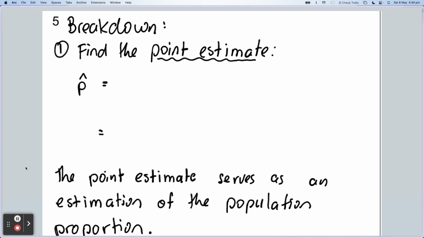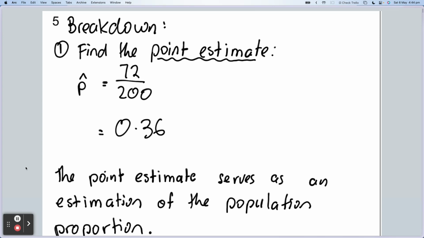First of all, work out the sample proportion. The sample proportion is 72 out of 200. 72 had the matching attribute, and 200 was the size of the sample. So p hat is 72 over 200, which as a decimal is 0.36.